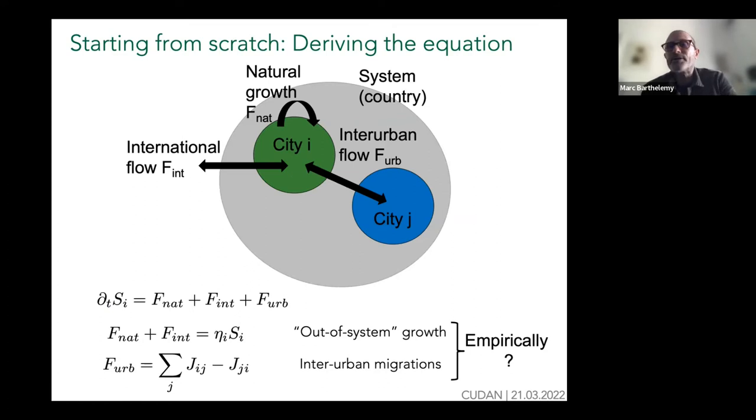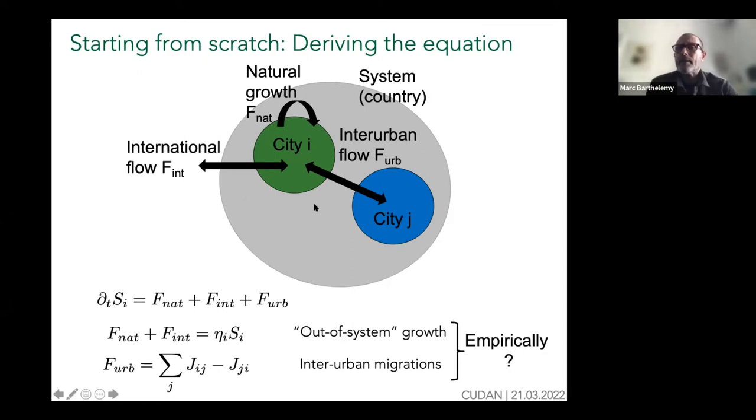And what are the causes, the reasons why the population of the city will change? Well, first you have the natural growth, the demographic budget, birth minus death. This will give you an additional number of people in the city. That's the first reason. Then there's another reason, which is international migration. People can come from another country and move directly to the city. So this is the second reason.